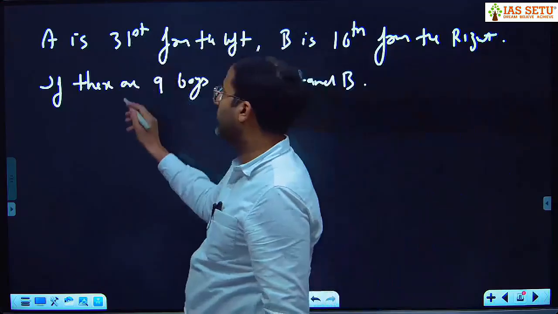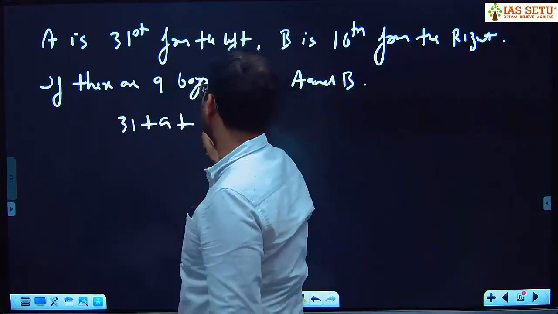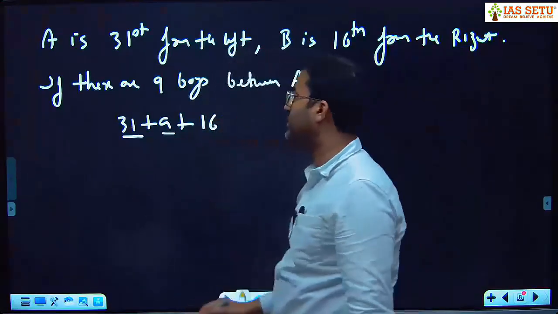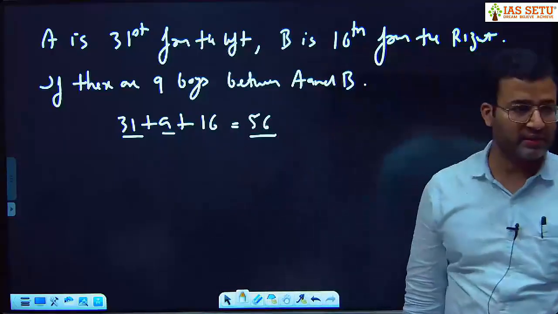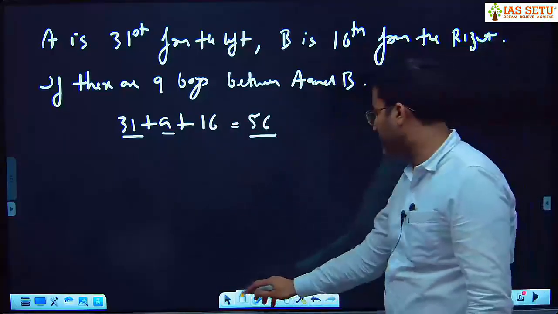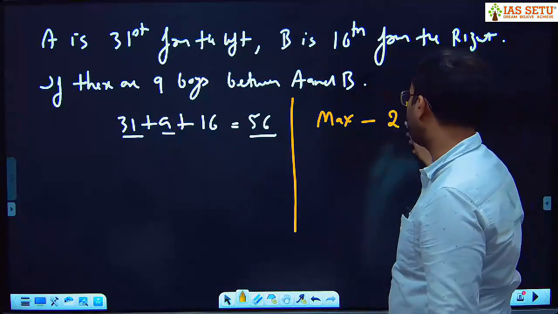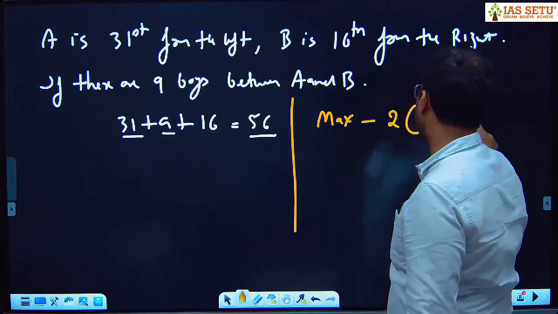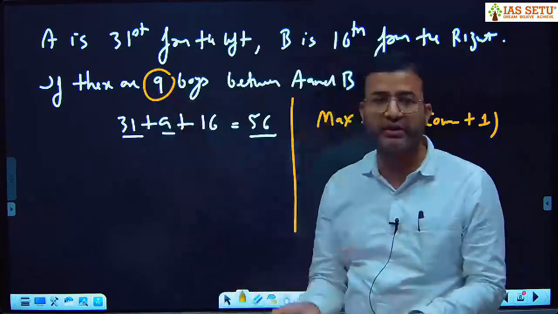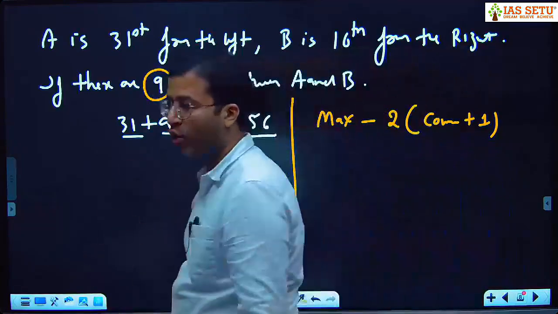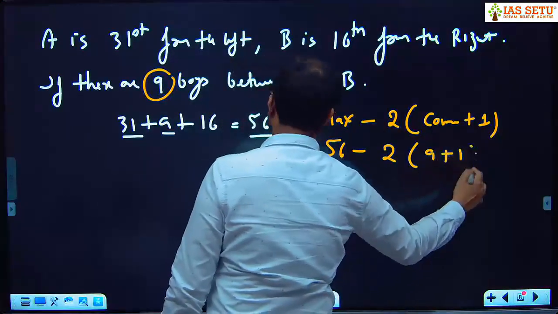What is maximum? A is 31st from the left. There are 9 between A and B, who is 16th from the right. 31 plus 9, 40 plus 16, 56. Maximum 56. For minimum, there is a shortcut: maximum minus twice of common person plus 1. When there are 2 persons A and B, common is easy. There are 9 between A and B, so these 9 are going to be the common persons. So it is 56 minus 2 × (9 plus 1).